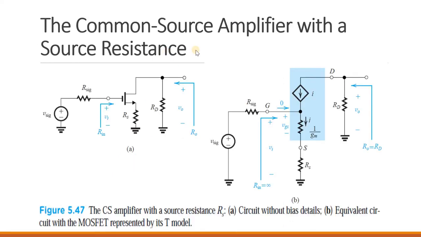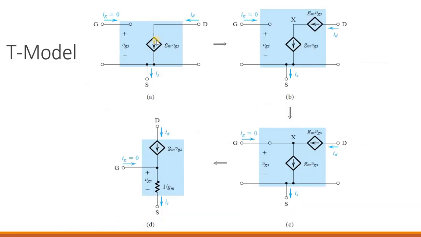That current is nothing but Gm into VGS. Whatever current flows from drain to source is Gm into VGS. This is the amount of current that flows, ID, IS. Now ID is equal to IS, and IG is 0 here.